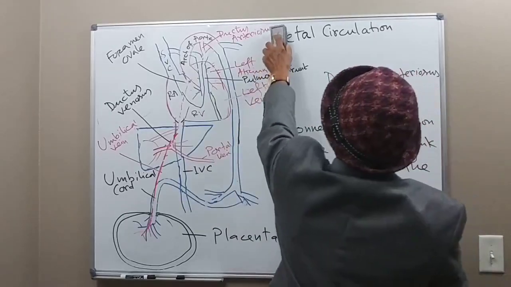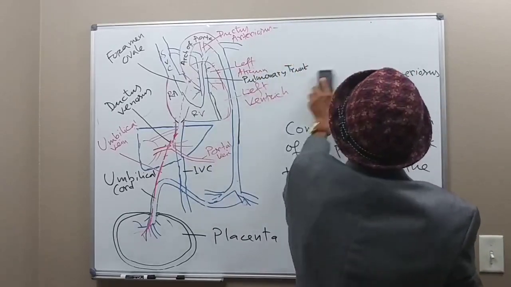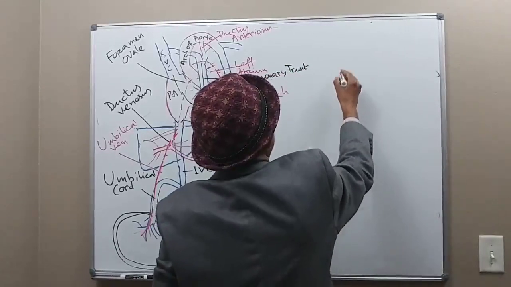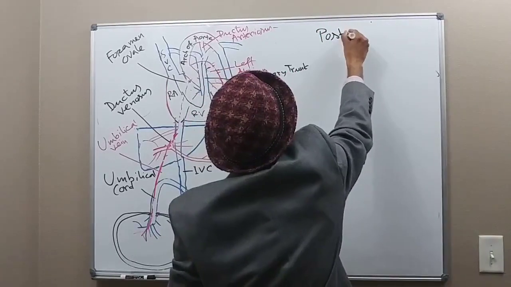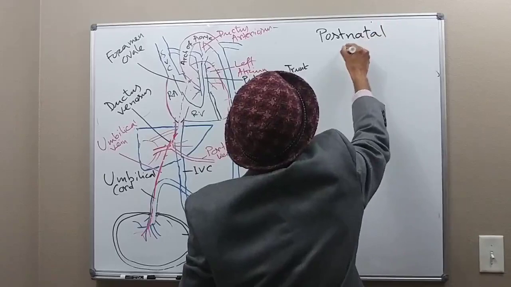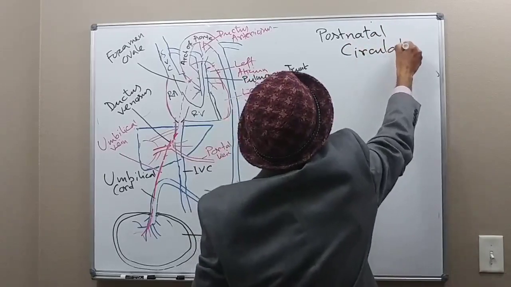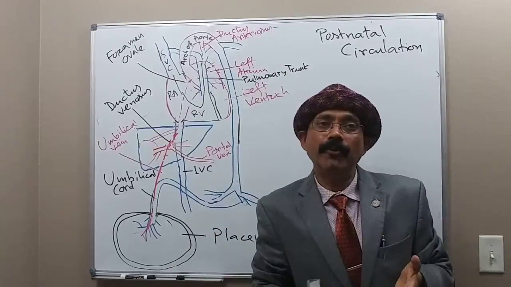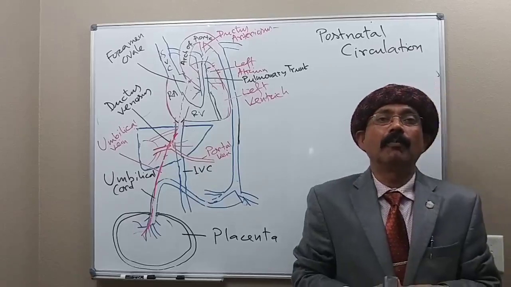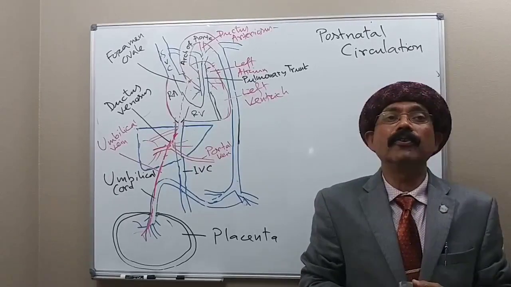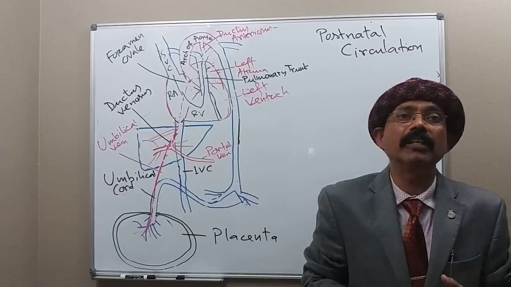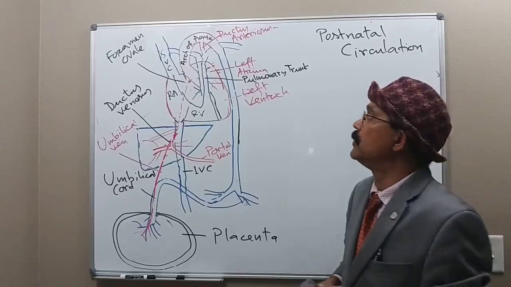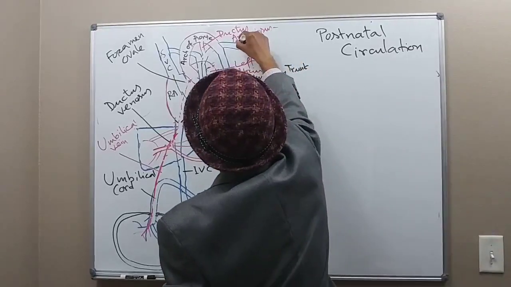Now we'll look at the postnatal circulation. What changes occur after birth? That means we have some changes after birth. What happens? As pulmonary respiration begins at birth, pulmonary blood pressure falls, causing blood from the pulmonary trunk to enter the pulmonary arteries. Okay, so the lung is present here.